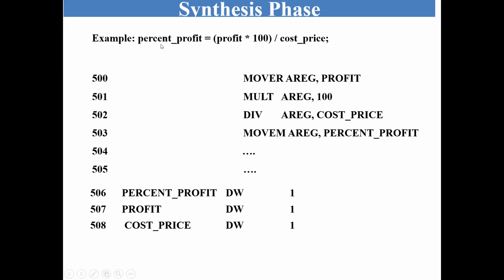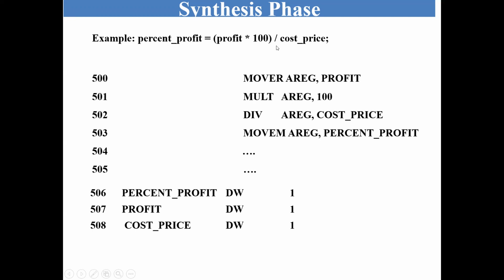Right? So now for the same example, we will write the output of the synthesis phase, or we will complete these two tasks. So what is our example? Percent profit equal to profit into 100 divided by cost price. So write a code. Move A register comma profit. First of all, take the profit. Obviously, we have to solve this bracket first. So profit is stored into the A register. Then multiply with 100, so MULT A register comma 100.